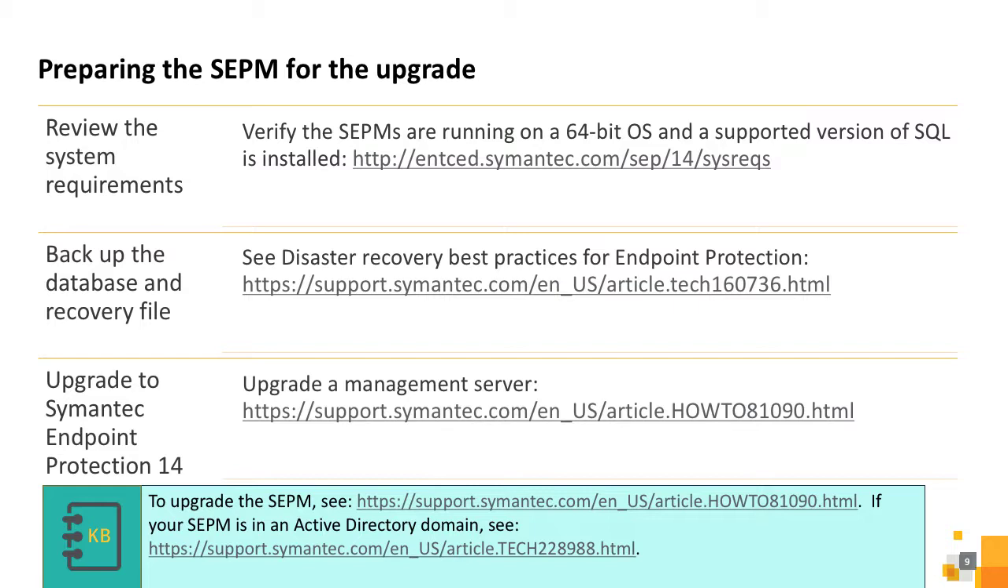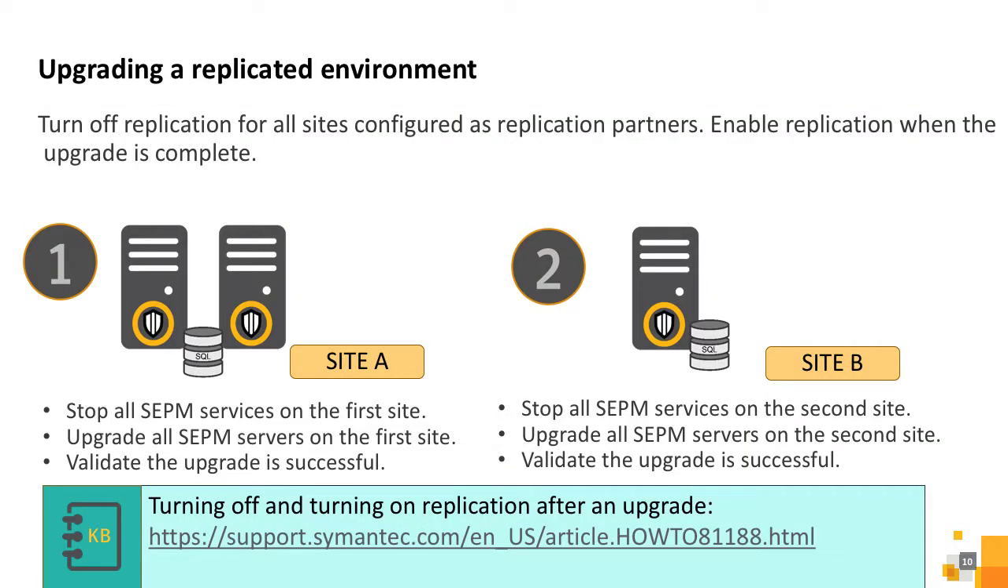Next, back up the database and disaster recovery file. The disaster recovery file includes vital data such as the encryption password, key store files, certificates, and license information. When upgrading an environment that supports load balancing, failover, or replication, you must prepare and upgrade them in a specific order. In this example, there is Site A and Site B.